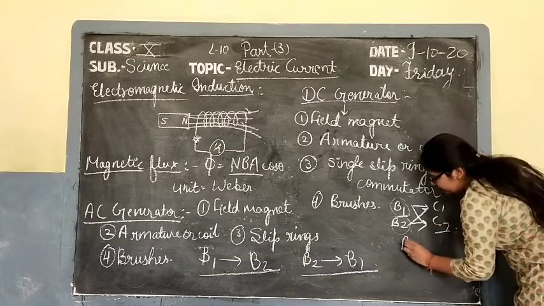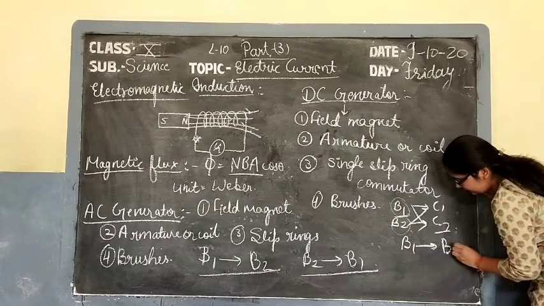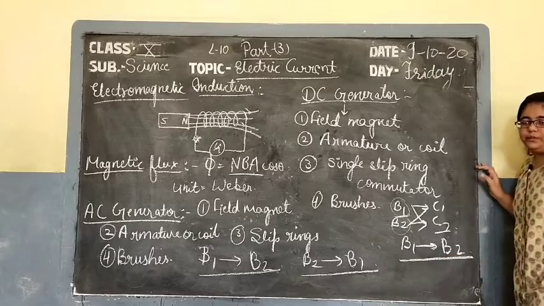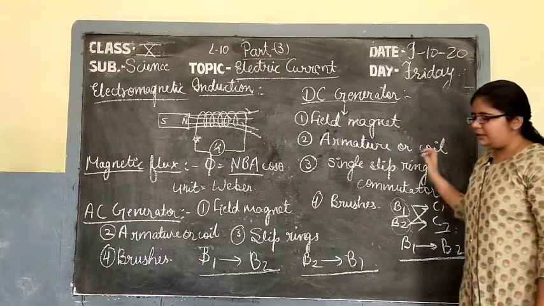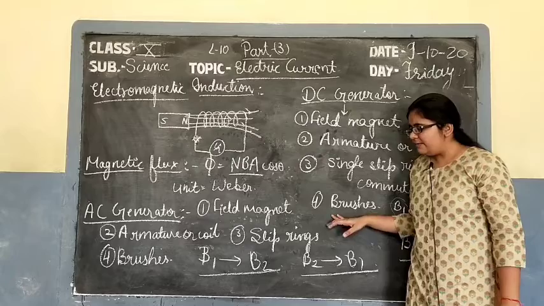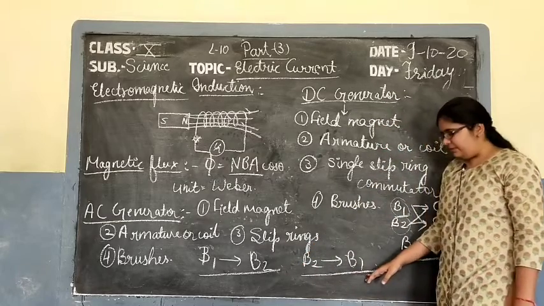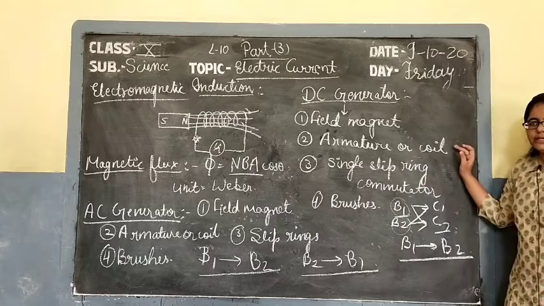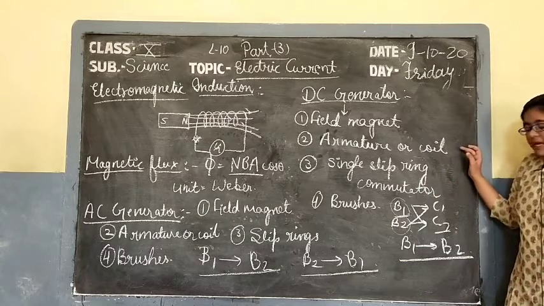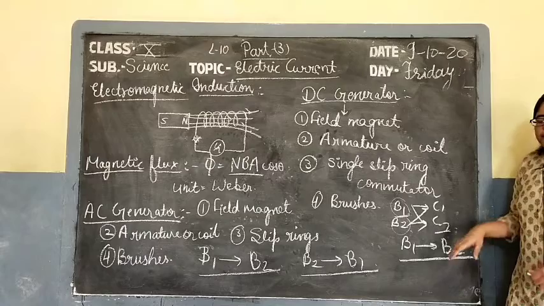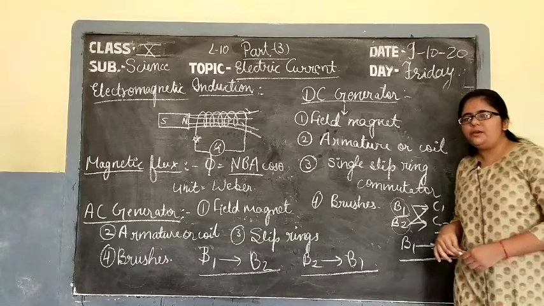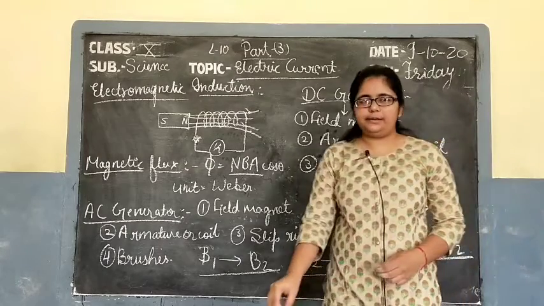So the direction of current will be fixed in direct current, and that is B1 to B2. But in the AC generator, the direction of current is changed. First of all it was B1 to B2, and then it is B2 to B1. But in the DC generator, the direction of current does not change and it will always be from B1 to B2, from the positive terminal of the battery to the negative terminal of the battery.